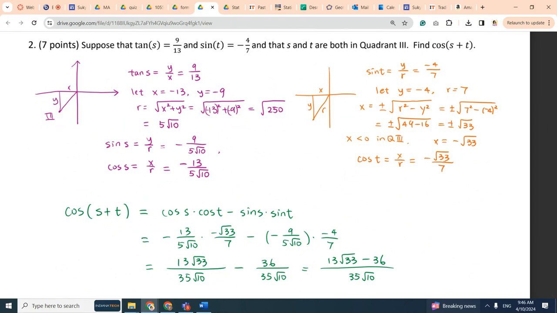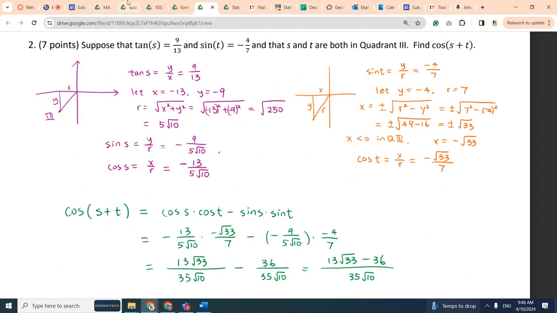Then you plug in cosine of x plus t, use the sum formula, and you plug in. And at the end, please simplify your answer. So you have your denominator be the same, and then write down the numerator. Okay? So this is number 2. Any questions on number 2?